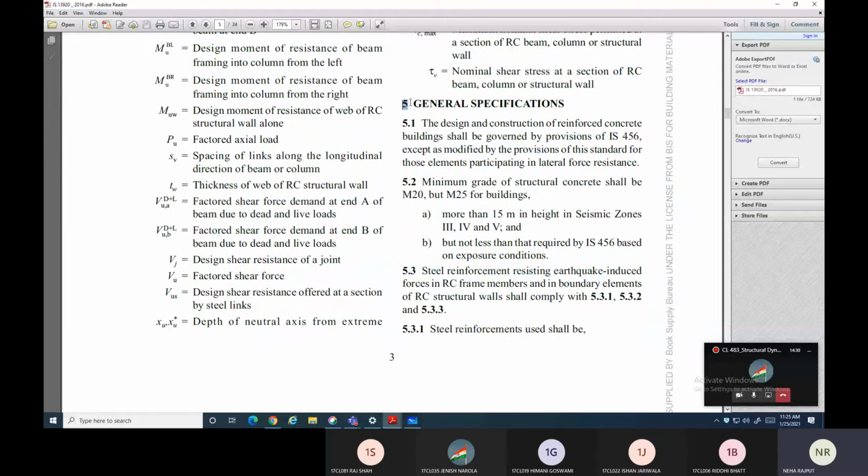Okay, now here we are starting with the general specification for this code. So the general specification is the design and construction of reinforced concrete building shall be governed by provisions of IS 456. Means for the 13920 application, the base should have the provisions of IS 456. Means you need to do your member design as per IS 456 first, and then after you can apply IS 13920 for the earthquake force.